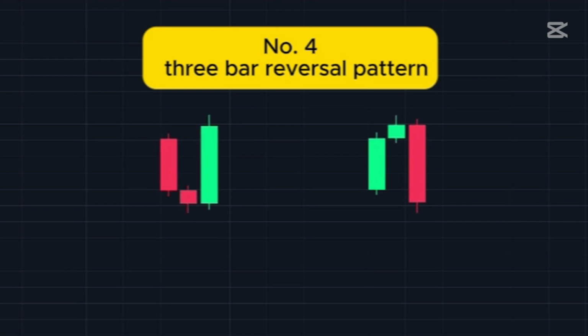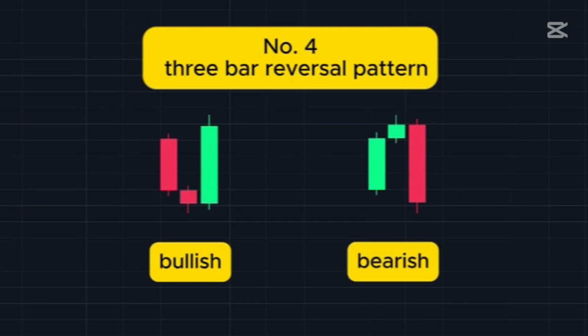There are 2 types of 3 bar reversal patterns. 3 bar bullish reversal: the first 2 candles are red, and the third is green. And 3 bar bearish reversal: the first 2 candles are green, and the third is red. As the name suggests, whenever you see this pattern on the chart, it signals a possible reversal of the current trend.